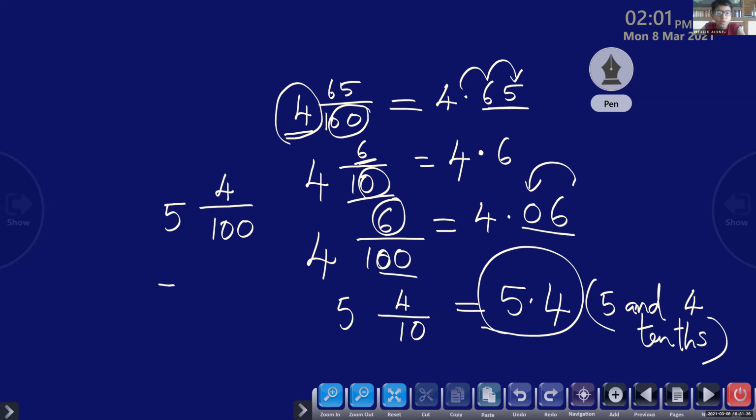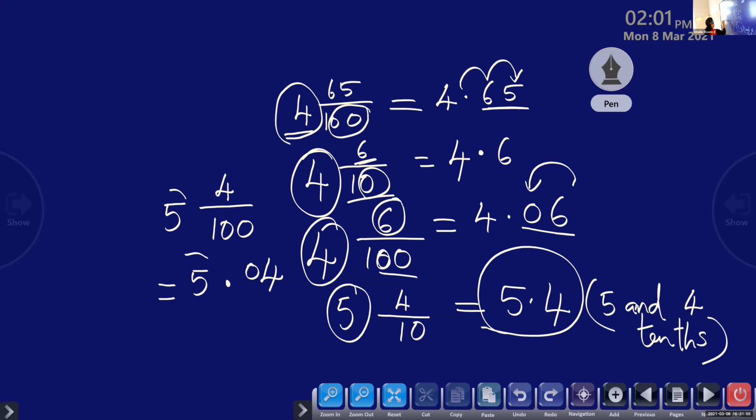So children, how can I write 5 and 4 by 100? 5.04. So children, here we have the integral part. Here everywhere we have the integral part.